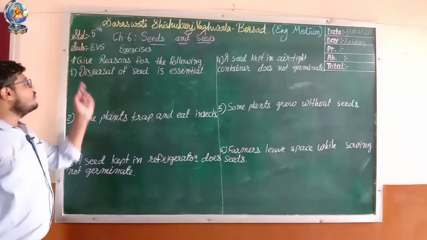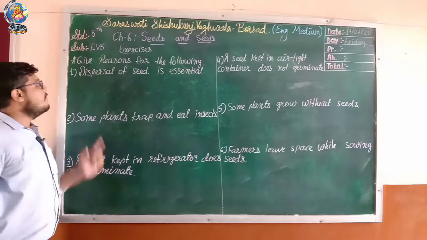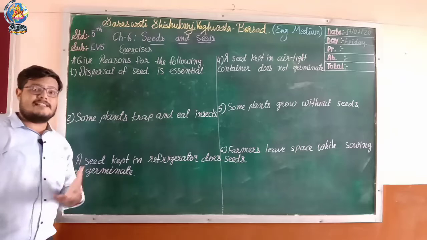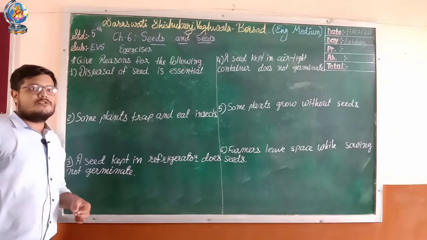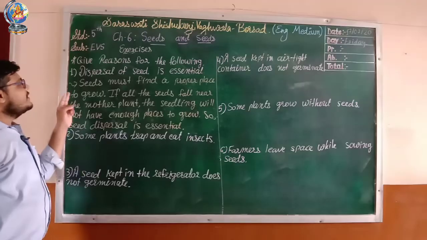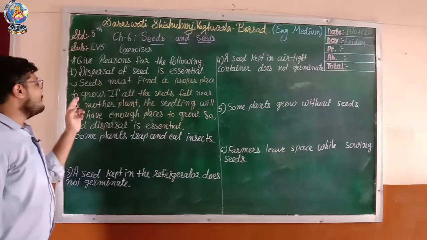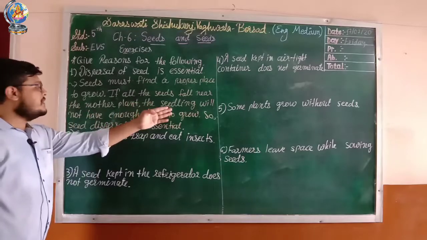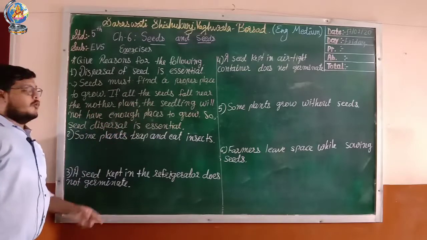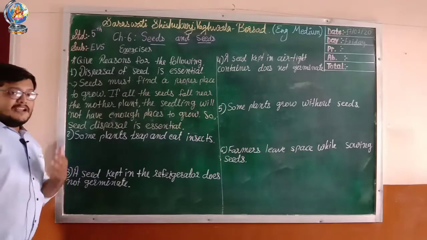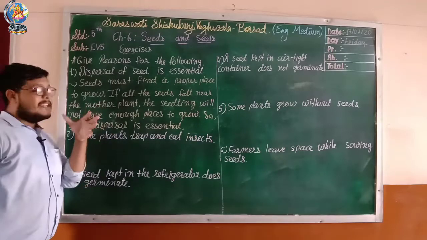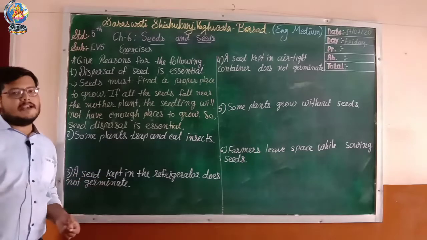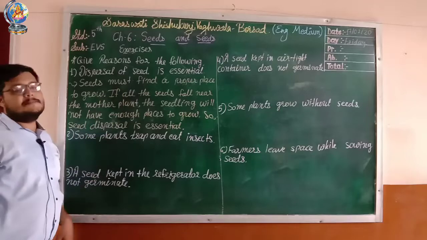Okay, so let's move towards give reasons for the following. First one, dispersal of seed is essential. Why is dispersal of seed essential? Essential means important, right? Answer is seeds must find a proper place to grow. If all seeds fall near the mother plant, the seedlings will not have enough place to grow. As I explained in the theory, if seeds fall near the mother plant, all seeds will be together and they will not get enough place to grow. That is why seed dispersal is essential.